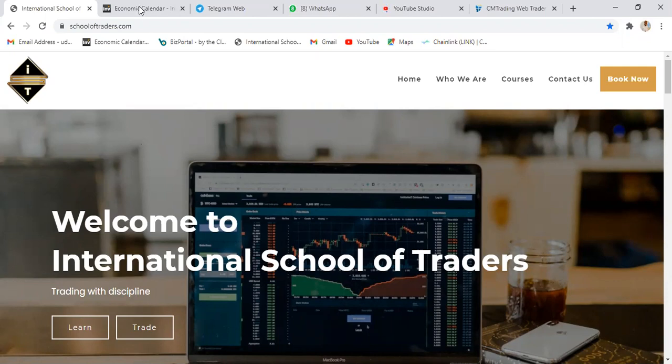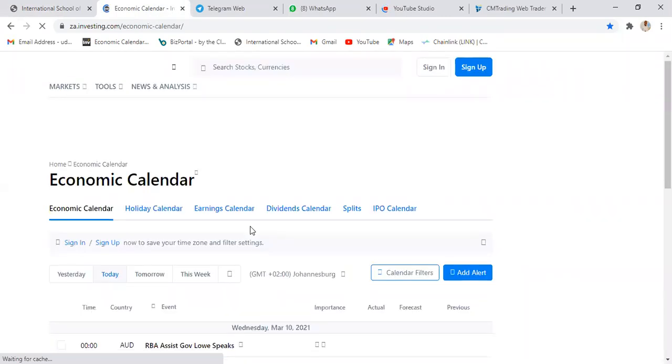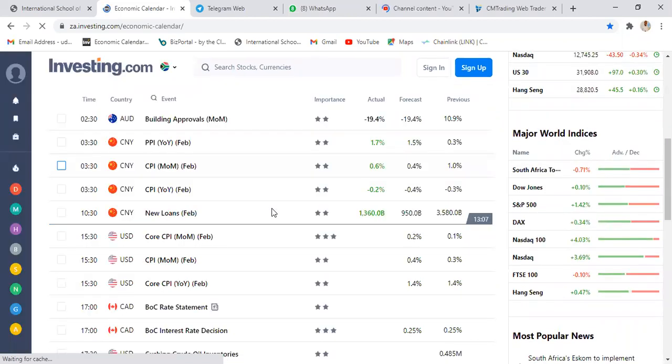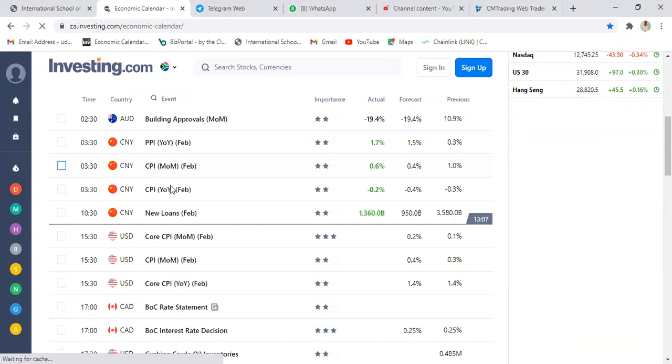So let's go over the markets. Let's look at the economic calendar. What is happening or what is expected in the markets today? In terms of the news today, we've already seen some consumer price index data from China early in the morning, around 3:30 in the morning in South Africa. So we have seen some of that news, but not much after that.